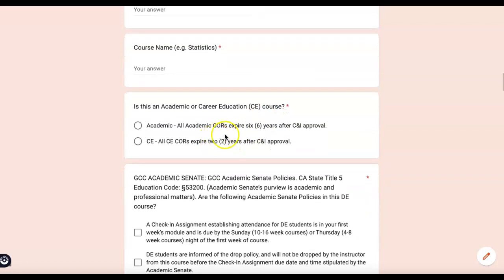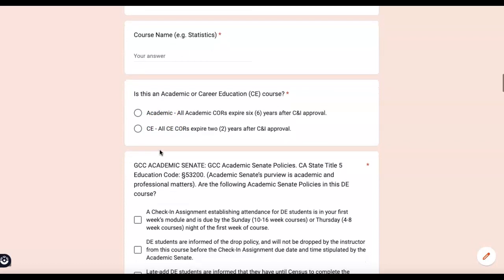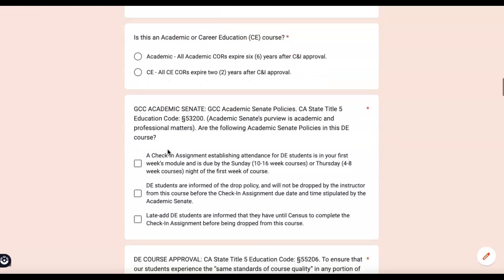It's an academic course, which means it has a 6-year cycle. Now, there are many academic courses which are CE as well, and they're on 2-year cycles. So for the sake of easy distinction, we call them CE courses, career ed, instead of calling them academic, even though we know that they are indeed full of academic content.